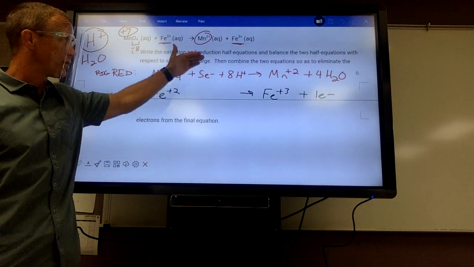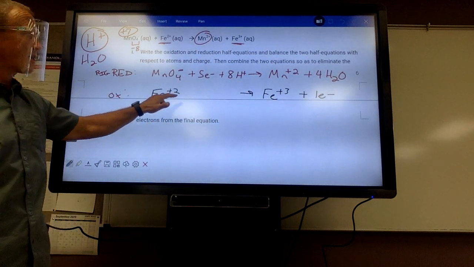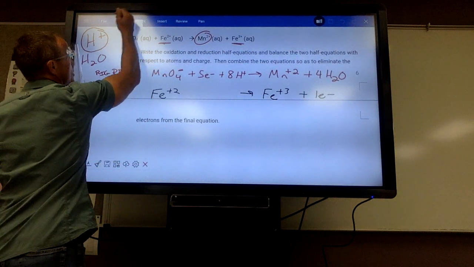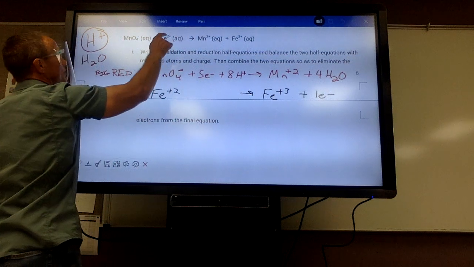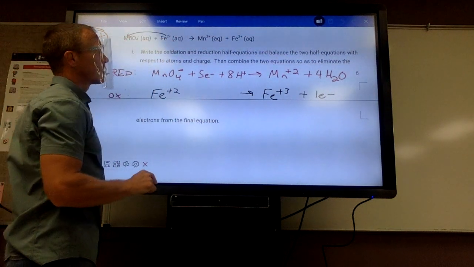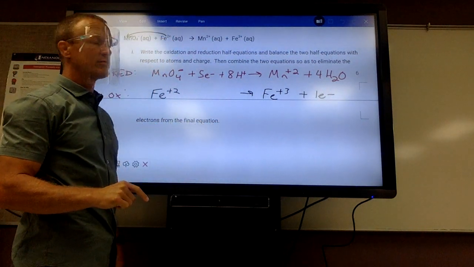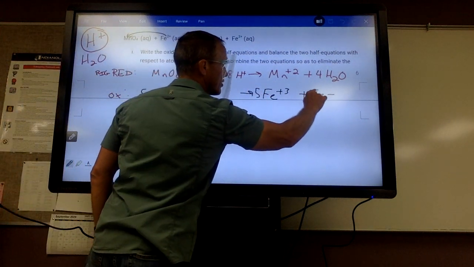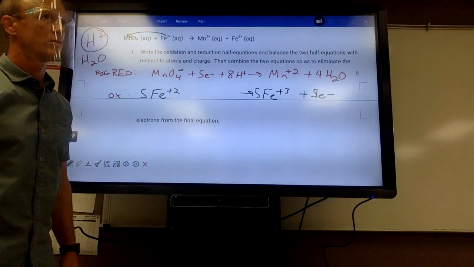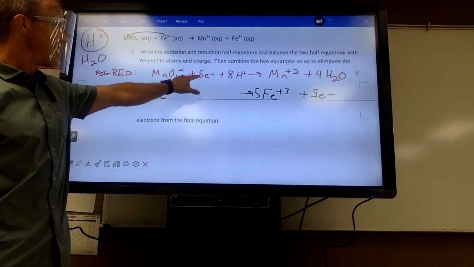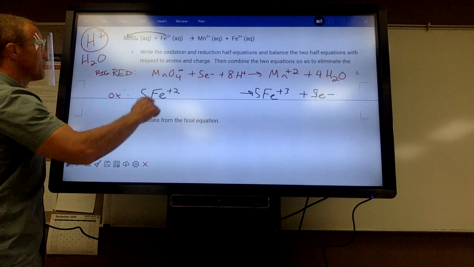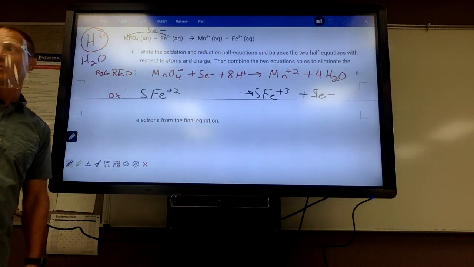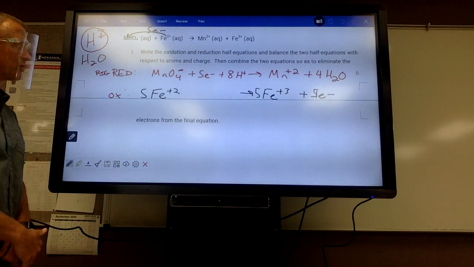Pretty simple. Now we just need to combine these into one equation. Remember, the electrons lost down here need to be equal to the electrons gained here. And so electrons are being given from that to that. So what do we need to multiply the bottom one by? 5. 5 electrons are being gained by manganese. 5 electrons are being lost by iron. Actually, 1 electron per iron, but 5 iron atoms are doing that.